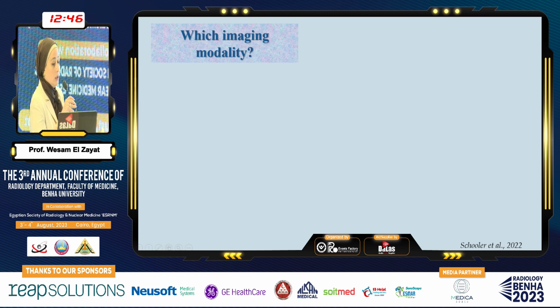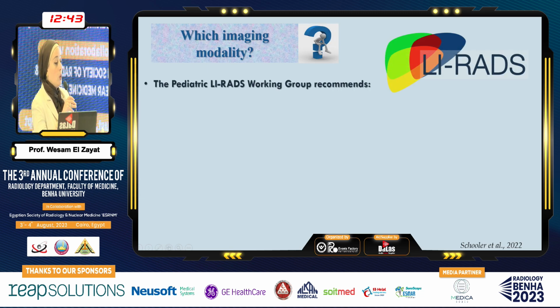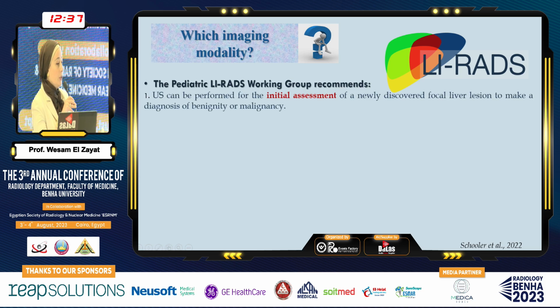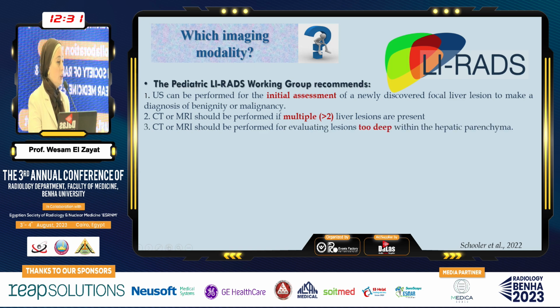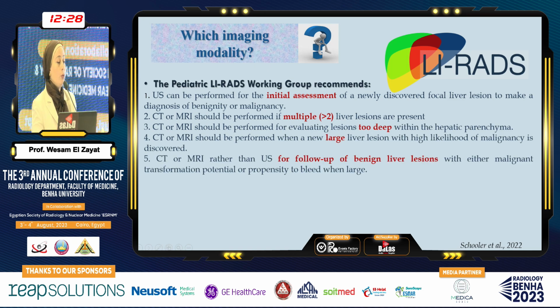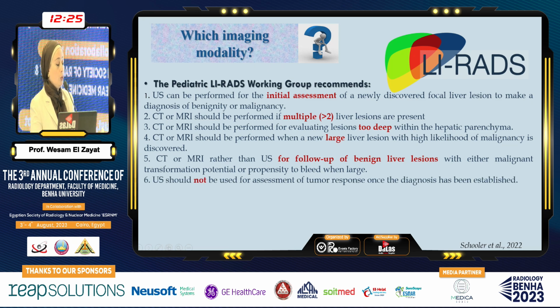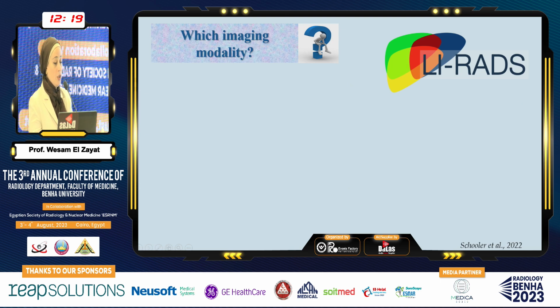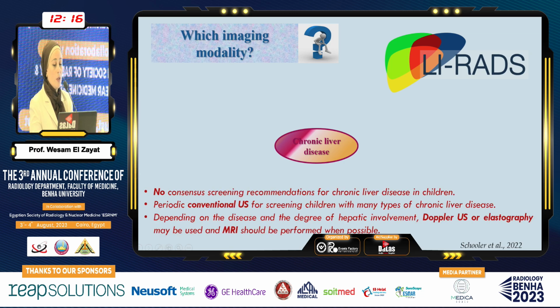Which imaging modality to use? This is still a dilemma. According to the Pediatric LIRADS working group, for focal hepatic lesions, ultrasound is the initial assessment. Perform CT or MRI for multiple lesions, if the lesions are too deep, if they are large enough, or for follow-up of benign tumors. And never use ultrasound for the assessment of tumoral response. This is considering focal lesions, but for chronic liver disease, there is still no consensus screening recommendation provided by the LIRADS group. We can use, of course, ultrasound as screening. We can add Doppler, elastography, or MRI.